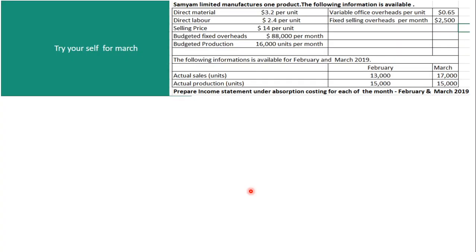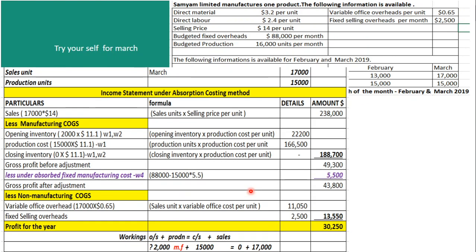So try yourself for March. So for the month of March, this is the question out there. Just brought back the question. This is your answer. I want you to pause the video and try yourself. The only difference here is you'll have to be careful with this part, calculation of missing inventory. The closing inventory of February becomes opening inventory of March. So this is 2,000 here.